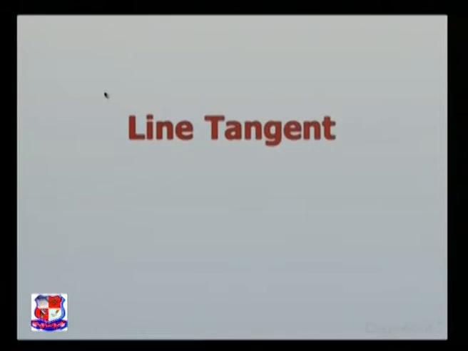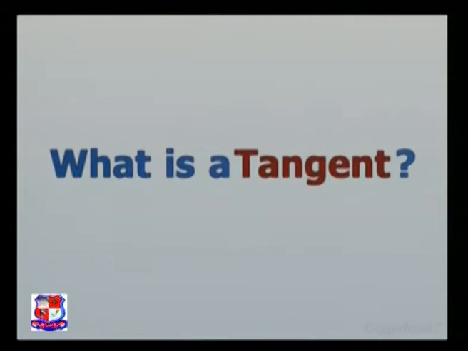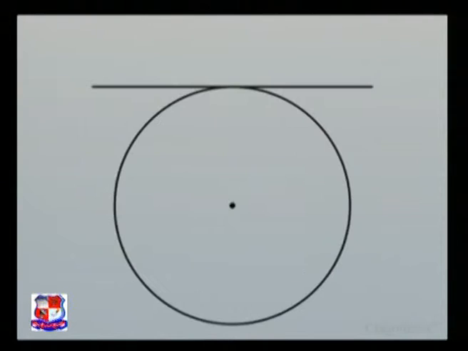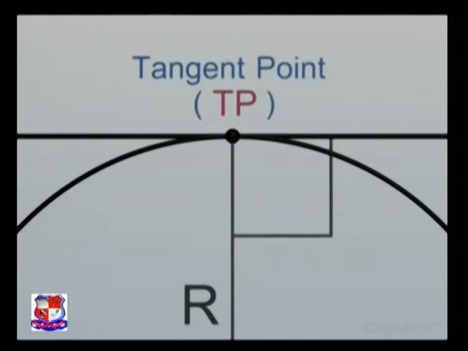Hi, let's continue the discussion of geometrical constructions for line tangents and arc tangents. But first, what is a tangent? A line tangent to a circle is a line that is perpendicular to the radius and touches the circle only at one single point. The intersection of these two lines is called the tangent point.